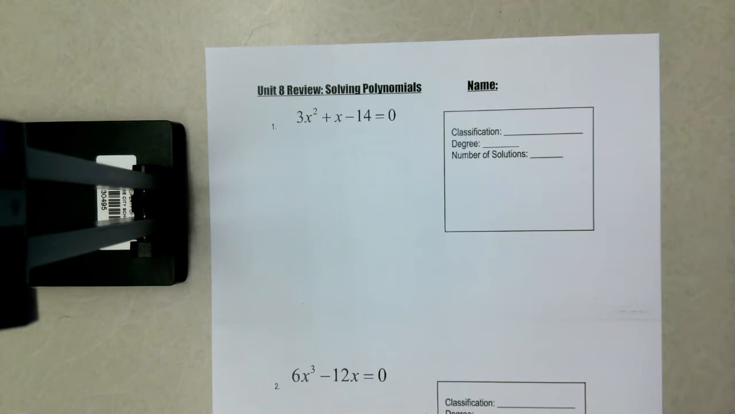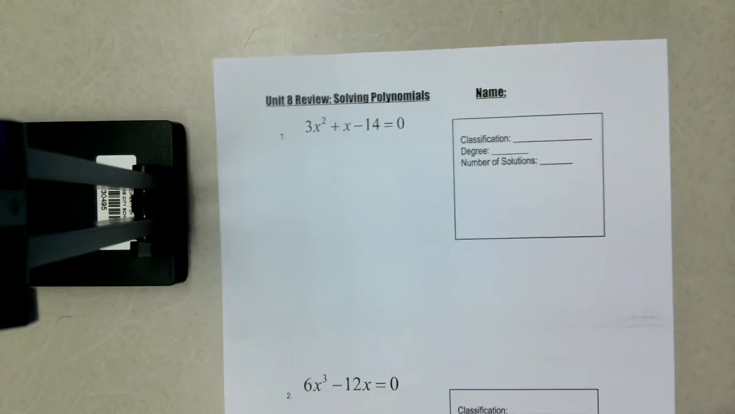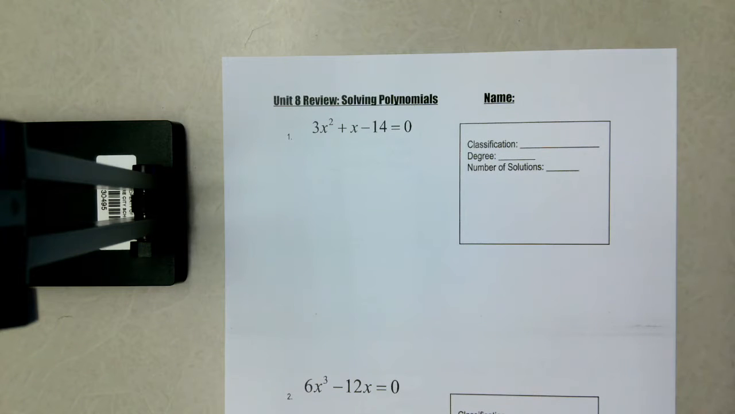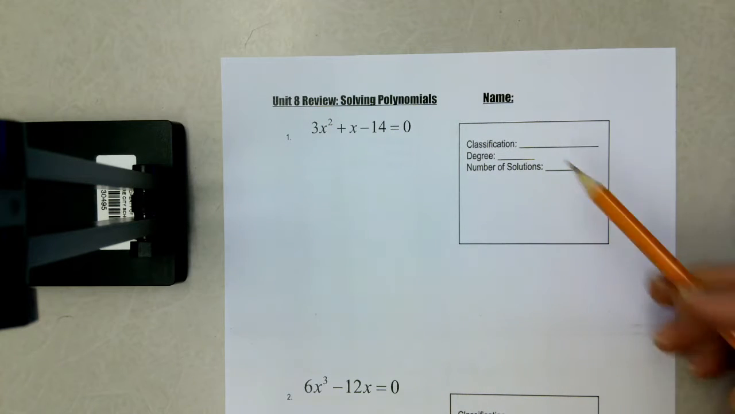This is the review for our Unit 8, solving polynomials for Algebra 2. The test that you are going to take will look pretty much exactly like this. We are solving polynomials, which means we are finding the roots, which is the x-intercept. There are a couple of questions on each of these.